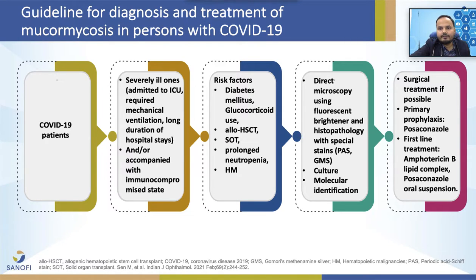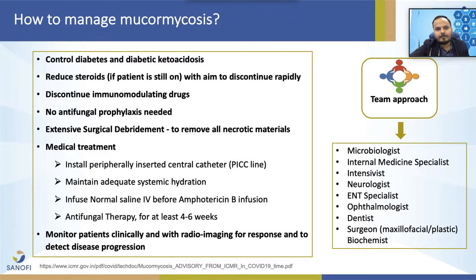If you have diagnosed mucormycosis, then surgical treatment is the best one to start with. We can do primary prophylaxis with posaconazole, and the first line treatment is amphotericin B. It's always better to give the liposomal one because it has way lesser nephrotoxicity.